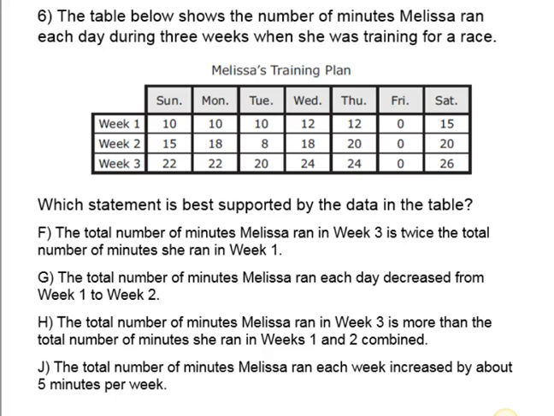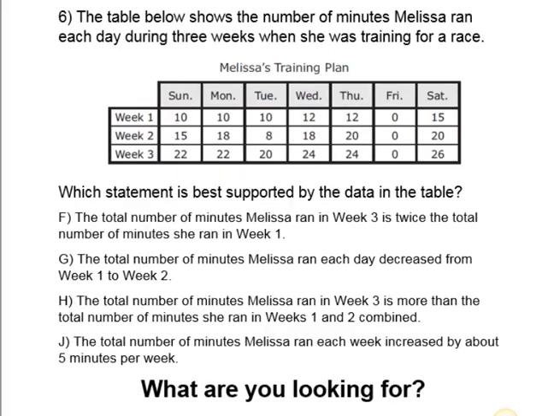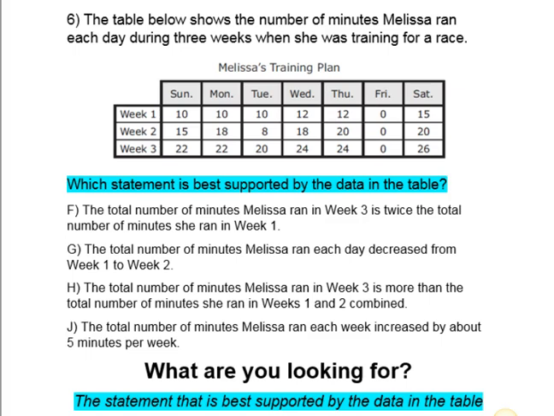So we have Melissa's training plan. It shows week 1, week 2, and week 3, and also the minutes that she ran Sunday, Monday, Tuesday, Wednesday, Thursday, Friday, and also Saturday. What are we looking for? We are looking for the statement that is best supported by the data in the table where it shows Melissa's training.